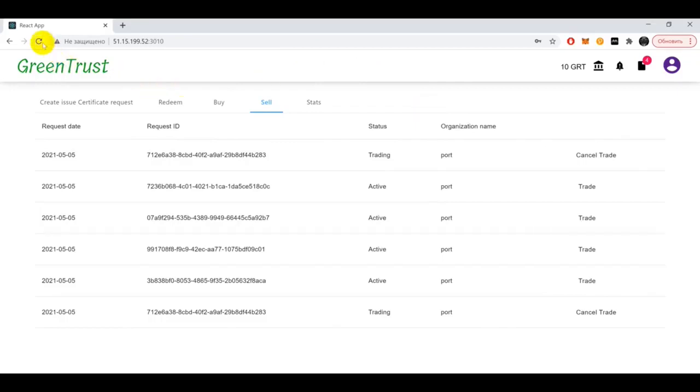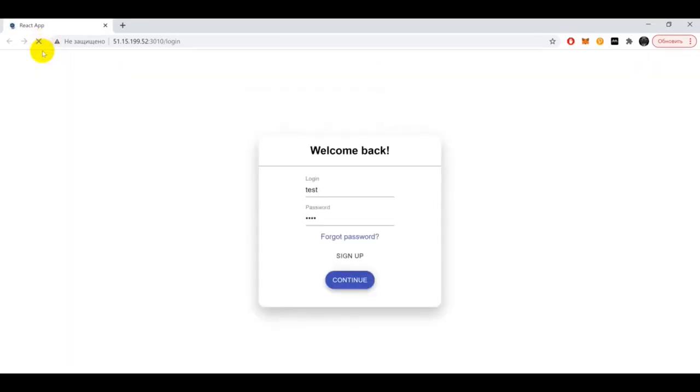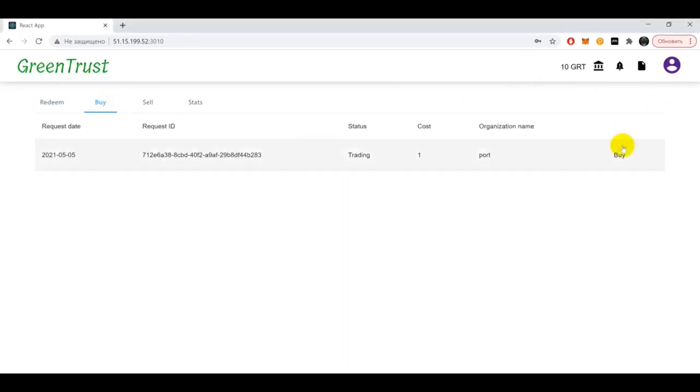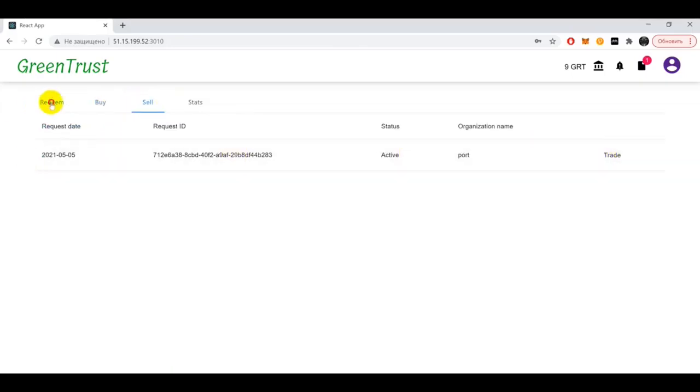And now we will log in as our certificate buyer. So an organization that wants to support green energy production and buy certificates. In the buy tab, we see the certificates that can be bought. So we buy the certificates. We can see that our amount of tokens is reduced by 1. So now we have 9 GRT tokens.